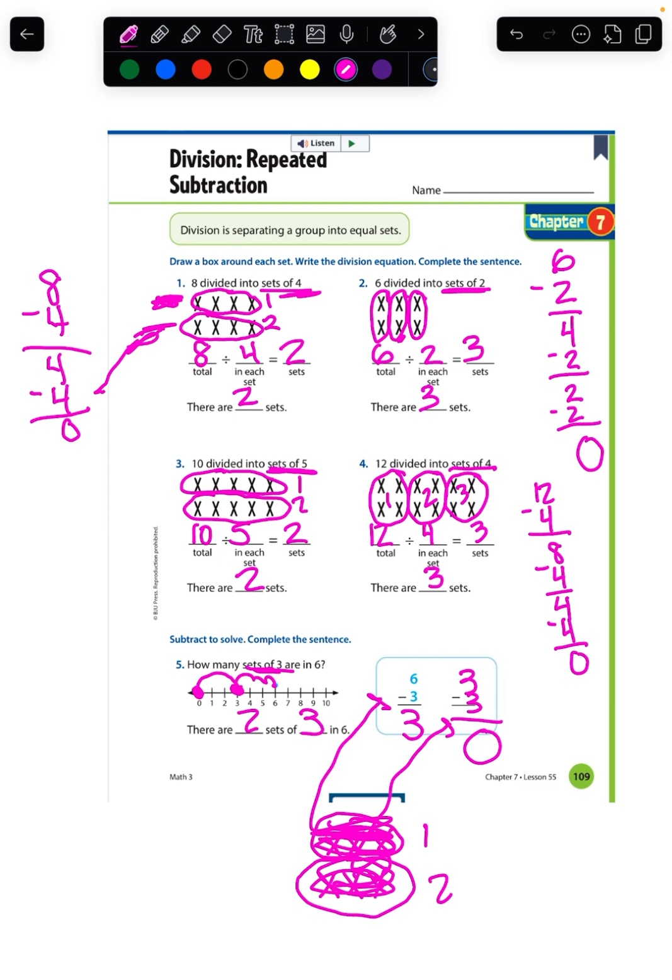I hope that makes sense. If it doesn't make sense, it's okay. Remember, this is just one strategy to use when you're doing division. We'll talk about some other ones.